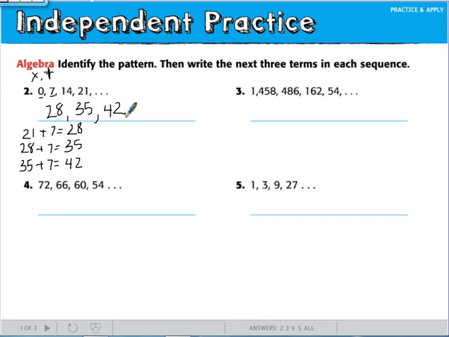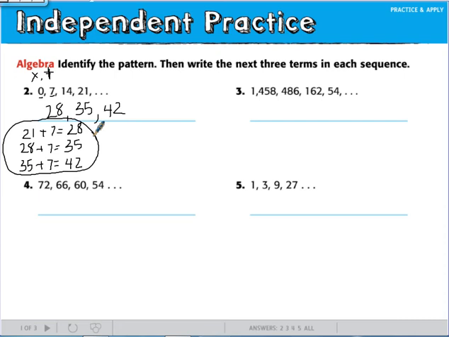I want to see this. Okay? I want you to show me how you got your answers. So if it's multiplication, it's division, whatever it is, I need to see 3 of those underneath so I can see how you got your next 3 terms. Yes, sir.